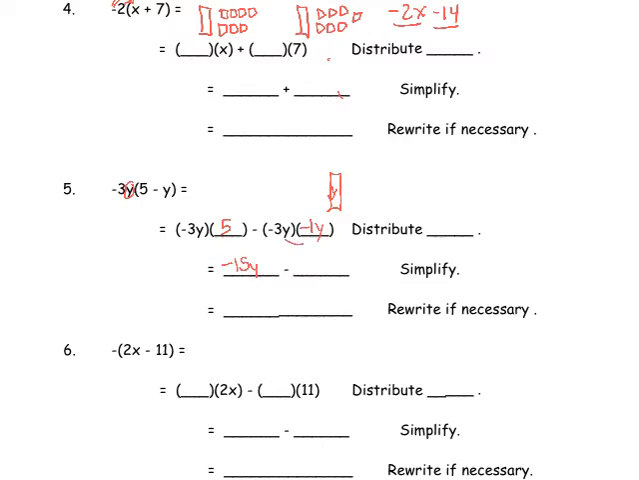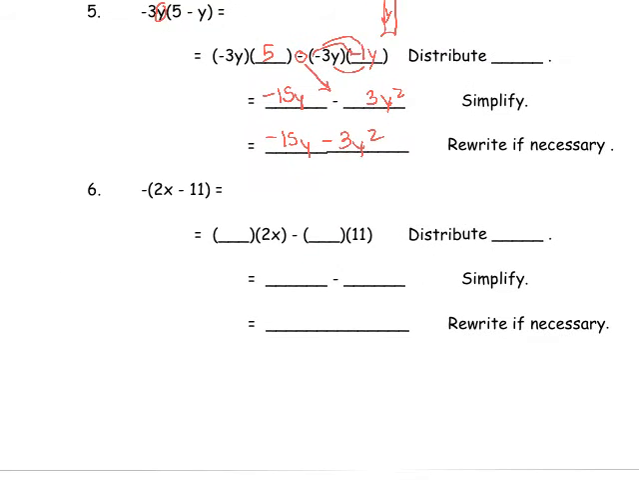Y times y is y squared. 3 times 1 is 3. And negative times negative is positive. And you're still bringing down the subtraction sign. So you don't have to write that positive. This was a very complicated one. I'm not sure it was necessary for you guys at this stage, but there it is. So you have negative 15y minus 3y squared.